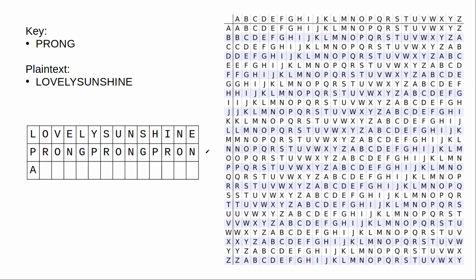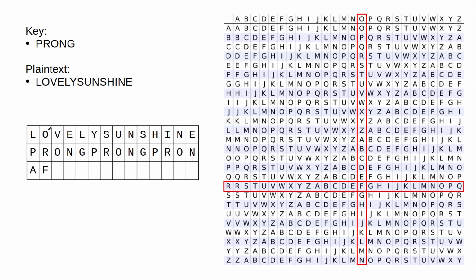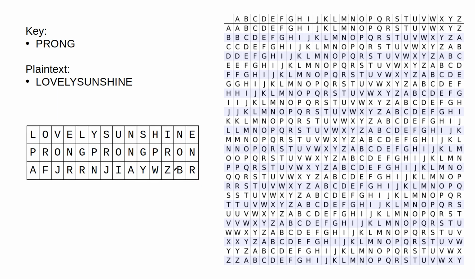And we're going to repeat the same process for O. So we find the O column, and then for our key letter we find R, and they both intersect at the letter F, and so F is our ciphertext letter that corresponds with O. And we repeat the same process for V here, and the same process for E and for the rest of the plaintext until we complete generating our ciphertext letters.